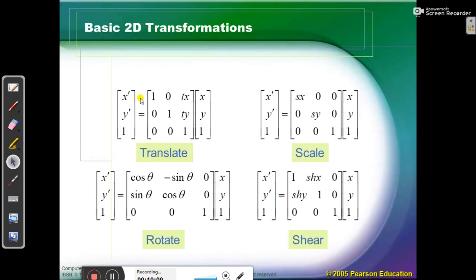Here you can see the basic 2D transformation equations. One more thing is added here, that is shear. What is shear? Try to understand it. That is your homework.